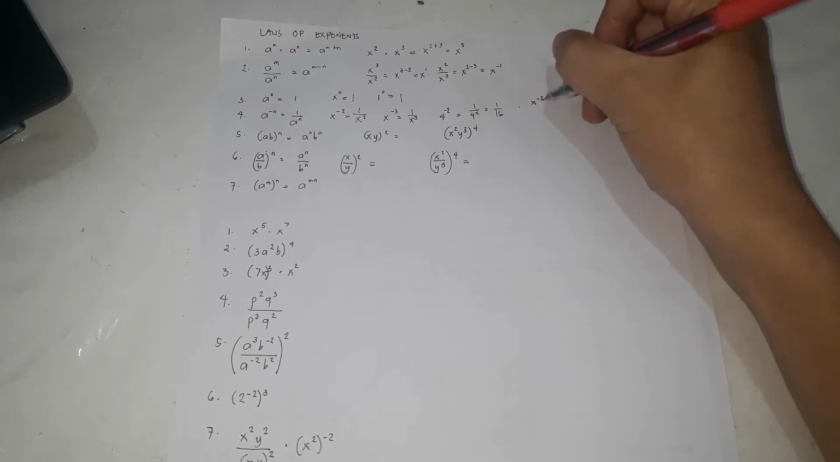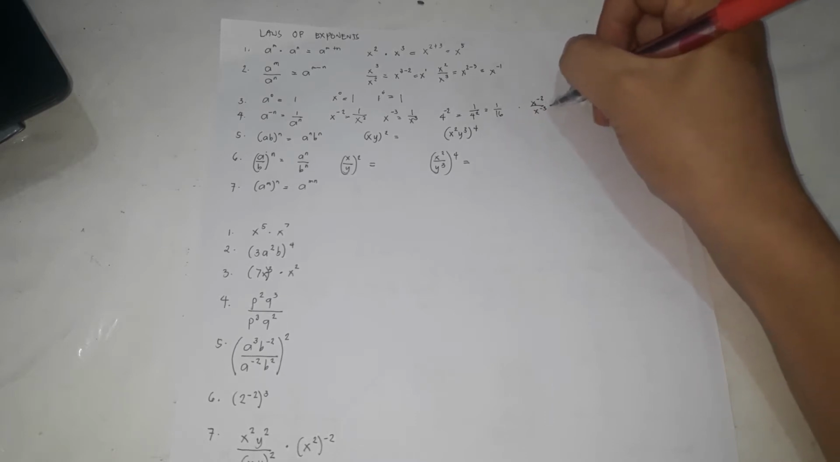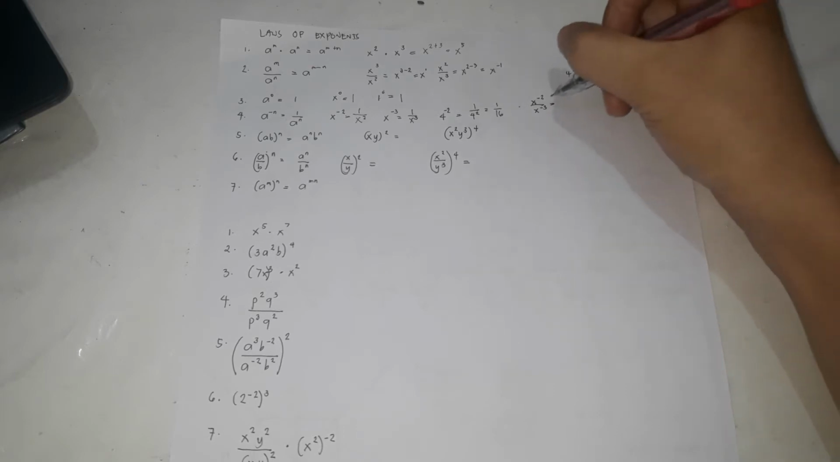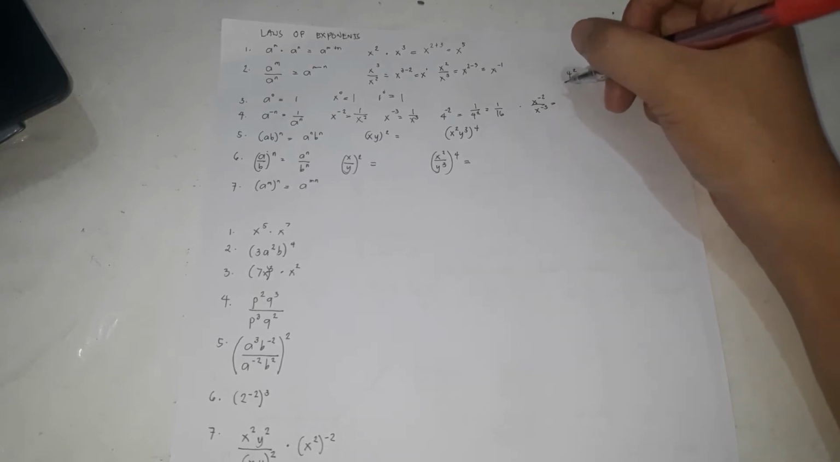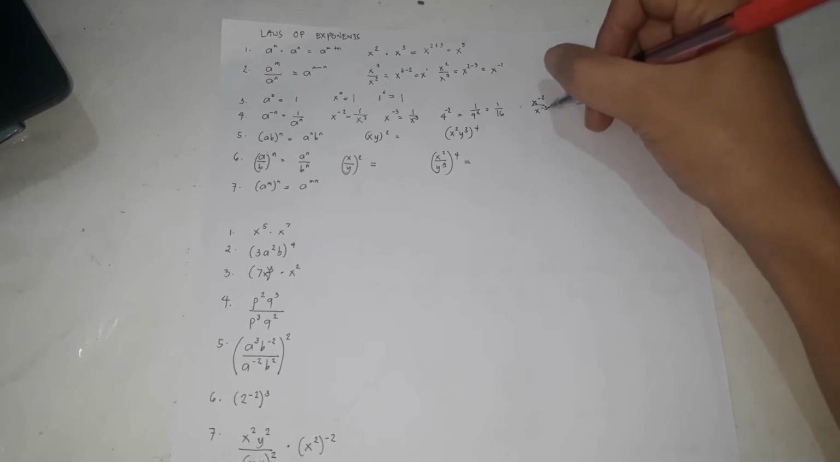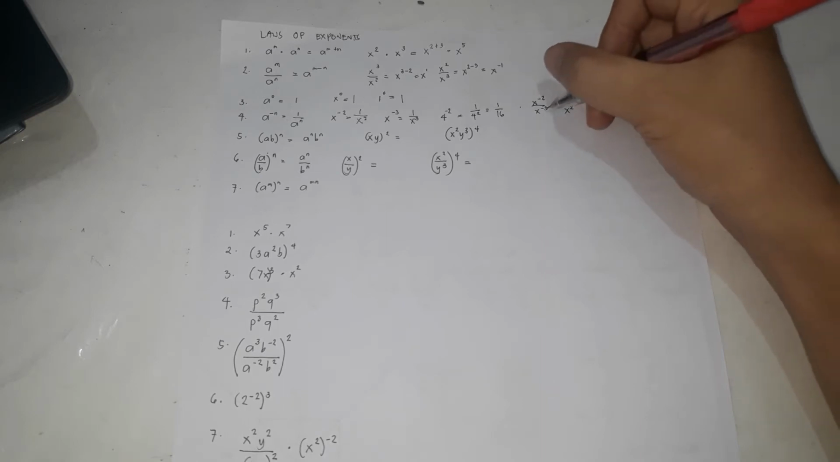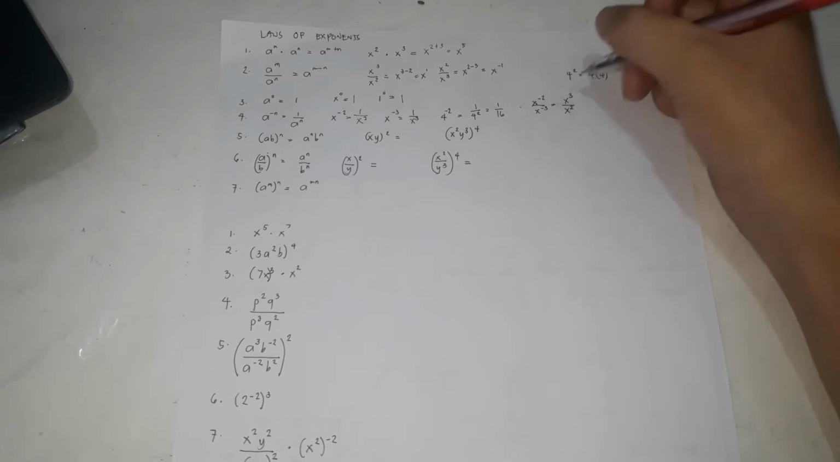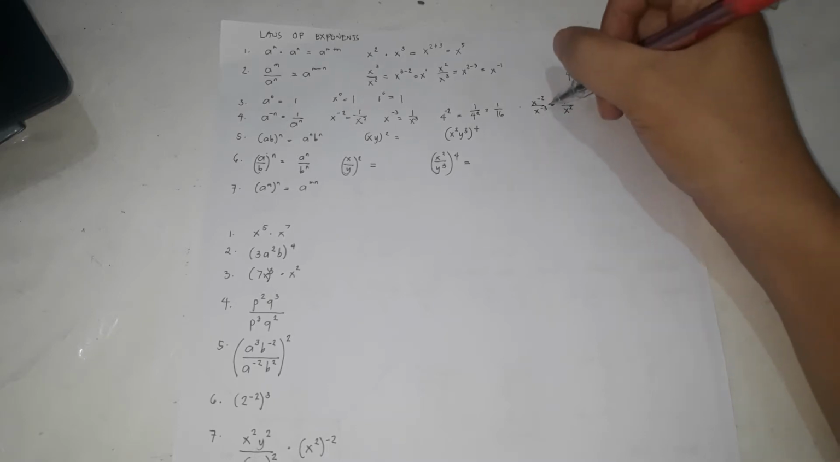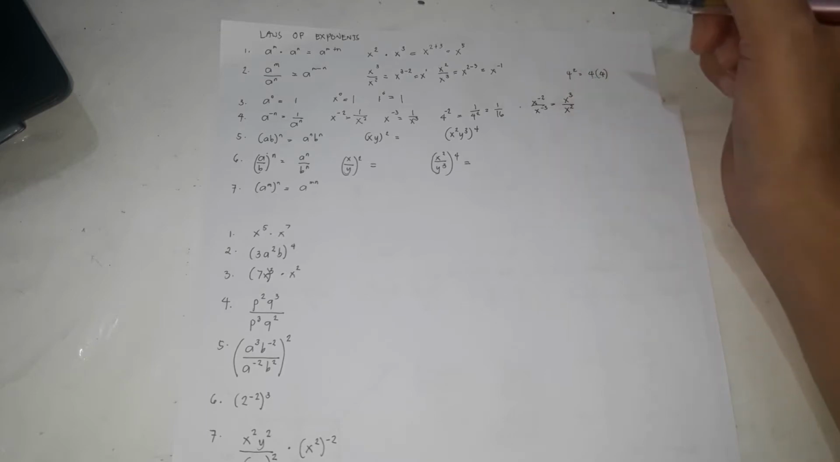Paano naman kung ganito? x^(-2) over x^(-3). So we're just going to make this positive, but we're not going to find really the answer. So ang x^(-2), para mag-positive siya, ilagay mo sa baba. So x^2. Ang x^(-3), para mag-positive na naman siya, you're going to put it on the numerator. Ilagay mo siya sa taas. So x^3. In short, kapag ang negative ang exponent sa baba, para mag-positive siya, ilagay mo sa taas. Kung sa taas naman ang negative, ilagay mo siya sa baba para mag-positive.